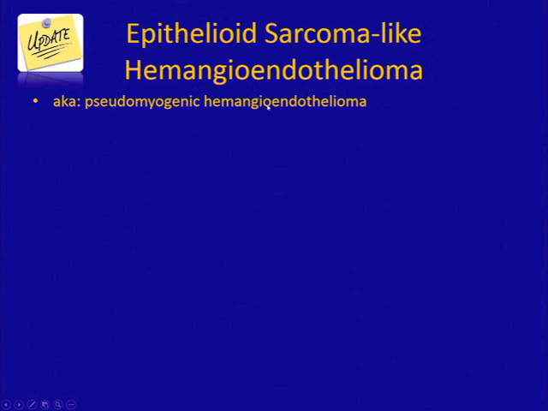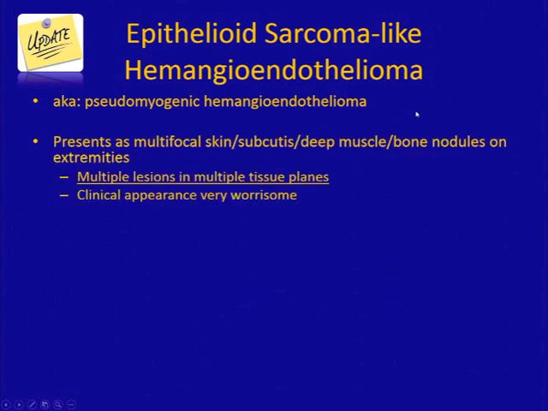So the other name more recently given to this by Chris Fletcher's group is pseudomyogenic hemangioendothelioma, because sometimes they can have kind of a rhabdomyoblastic appearance. So these often have a very unique clinical presentation, and so yet again, it's an important clue to diagnosis. Epithelioid sarcoma-like HE has a tendency to present as multiple lesions in multiple tissue planes. So what I mean by that is the patient will come in and they'll have a couple of skin nodules, and then if you do a scan, you'll find that they not only have skin nodules, but they have nodules in the subcutis, and in the skeletal muscle, and in the bone of their whole leg, for example. So that's the classic presentation of this tumor. It's not usually just one nodule.